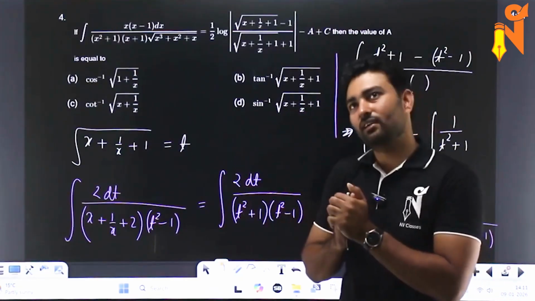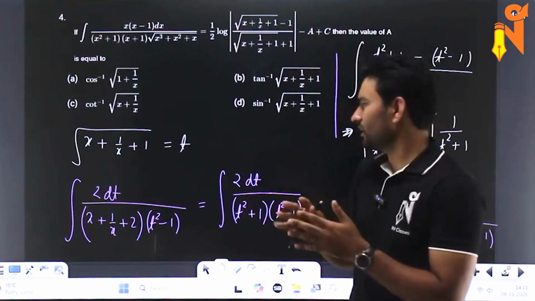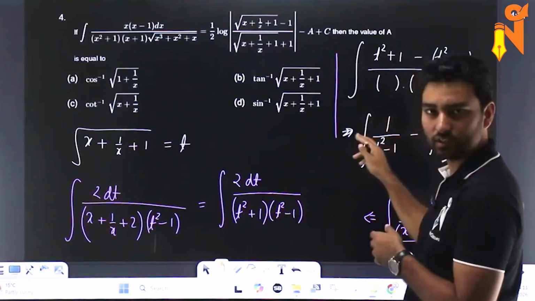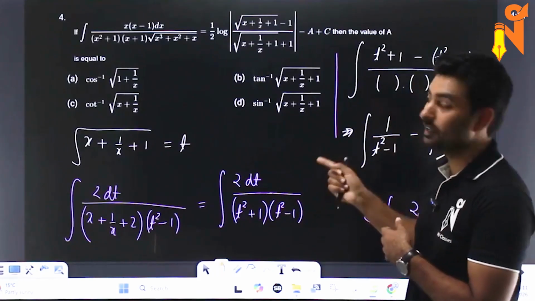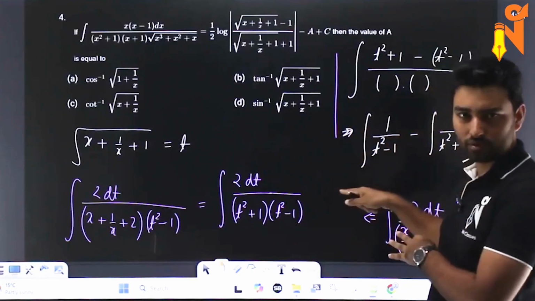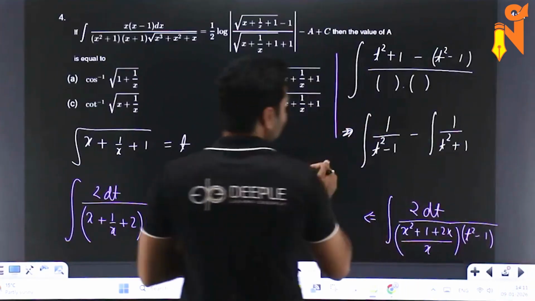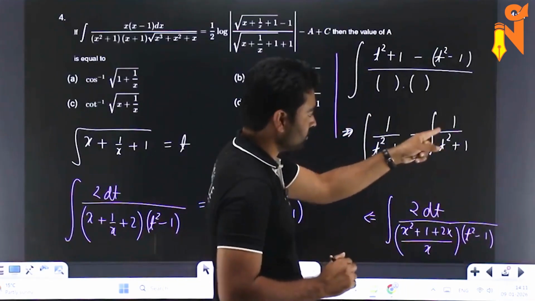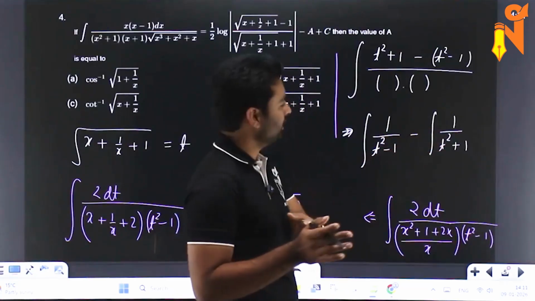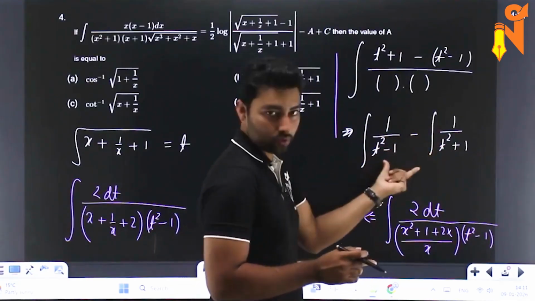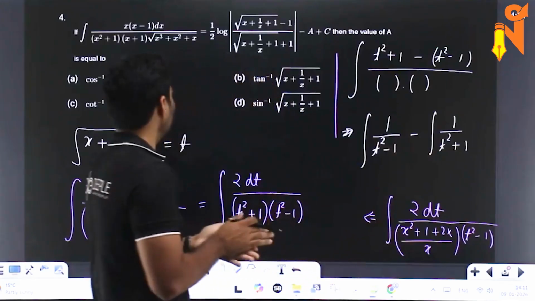Okay, but if you remember the formula, no issue. You can apply it here: 1 by integration of x, integration of 1 by x square minus 1. Now I want to solve this question. You can do it now. This one is integration of this, equal to tan inverse t, right? Both are actually formula-based questions. Now you can do it. So this is enough hint.